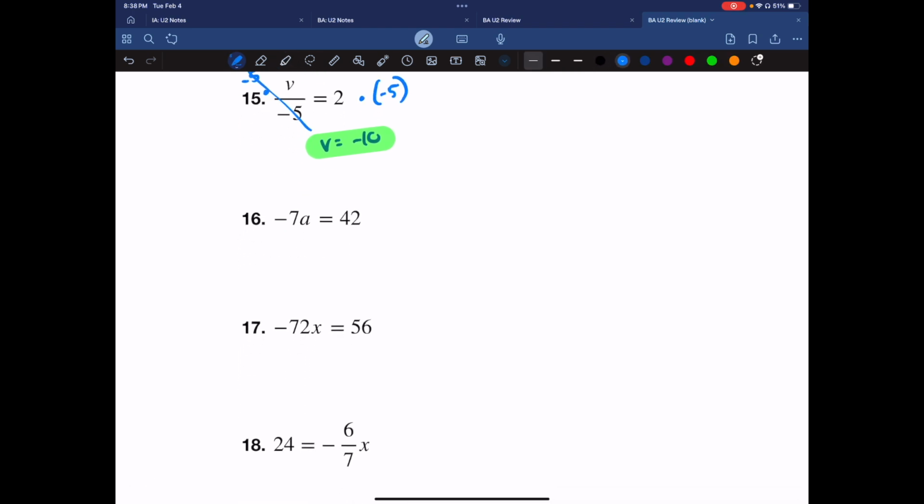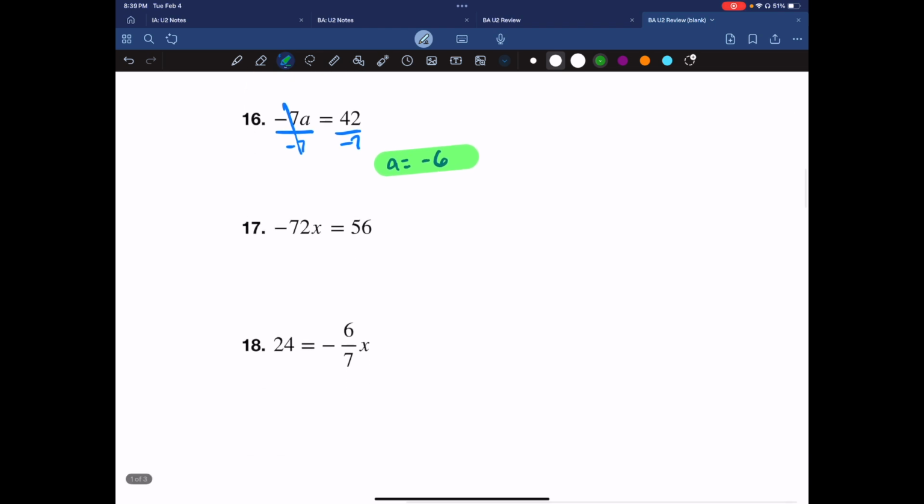All right, so I'm going to divide. On 16, I switch gears, and now I'm multiplying by a, and I need to undo that. And again, you undo multiplication by division. So I'm going to divide by negative 7. You have to take care of the negative as well as the number, so make sure you're accounting for that. So that's a equals negative 6, because 42 divided by 7 is 6, and I have a negative there to account for it, so the answer is going to be negative 6.